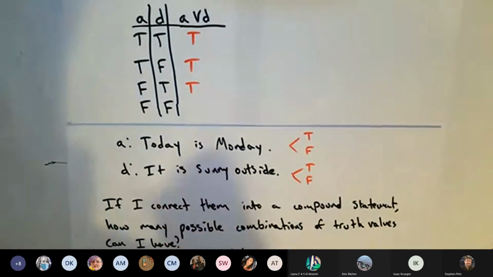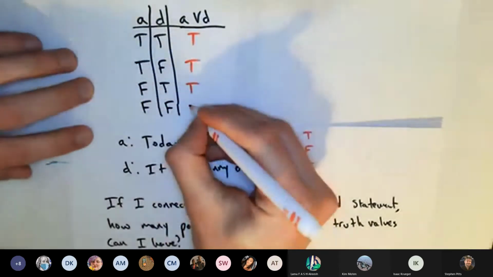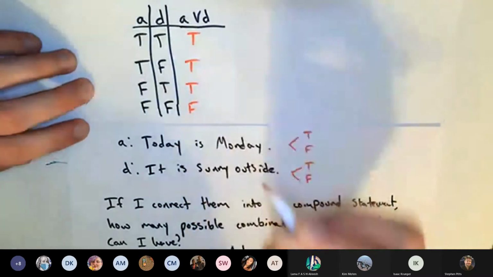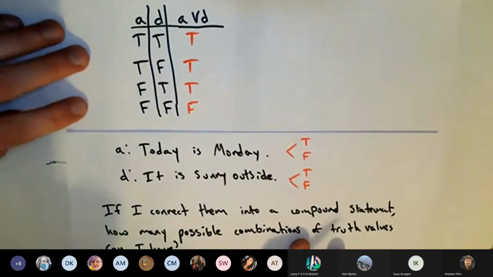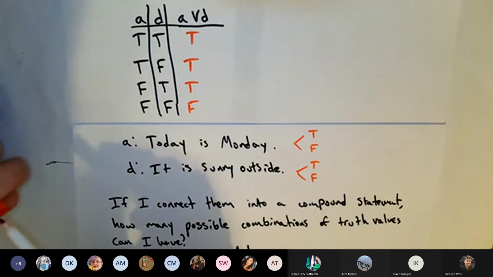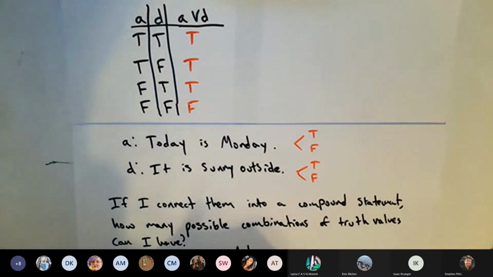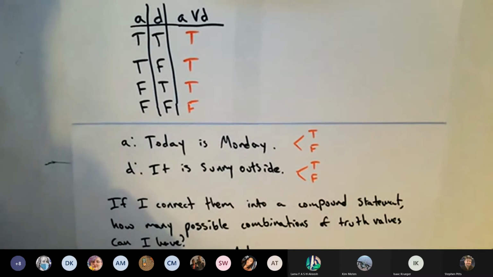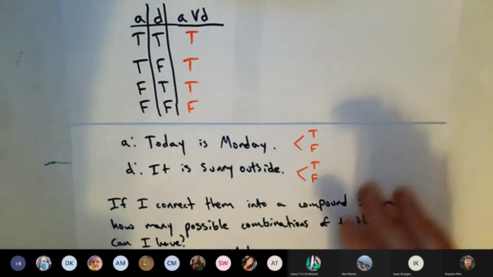Now, by the way, if both pieces are false, then the statement finally does become false. So it's not like they're always true. If I said today is Monday or it's sunny outside, but I said that on a Wednesday and it's raining outside and dark, then finally I would be telling a lie in that situation.